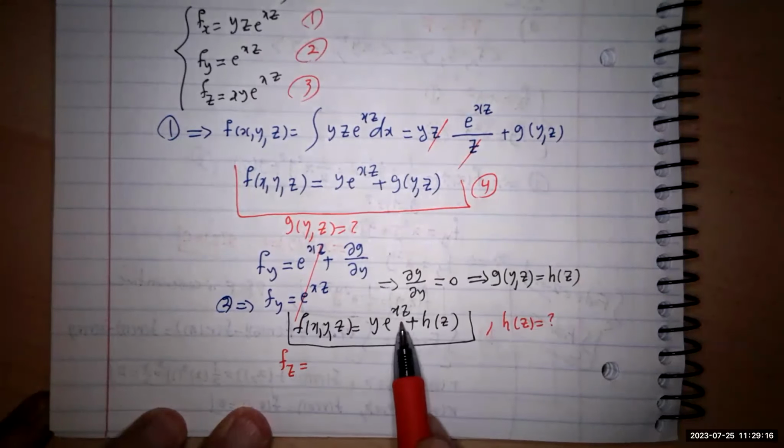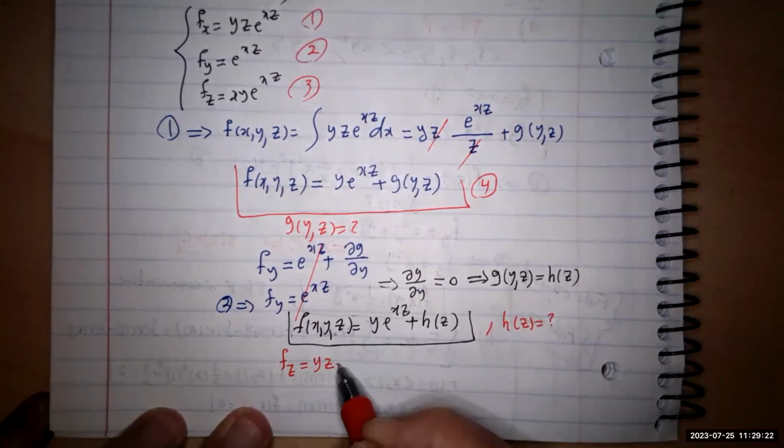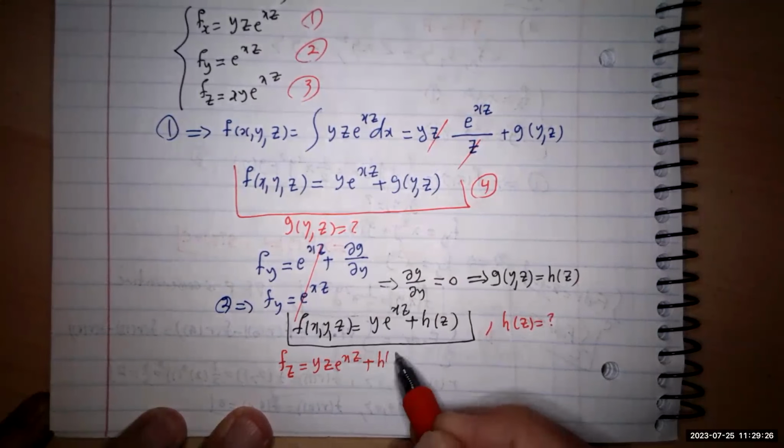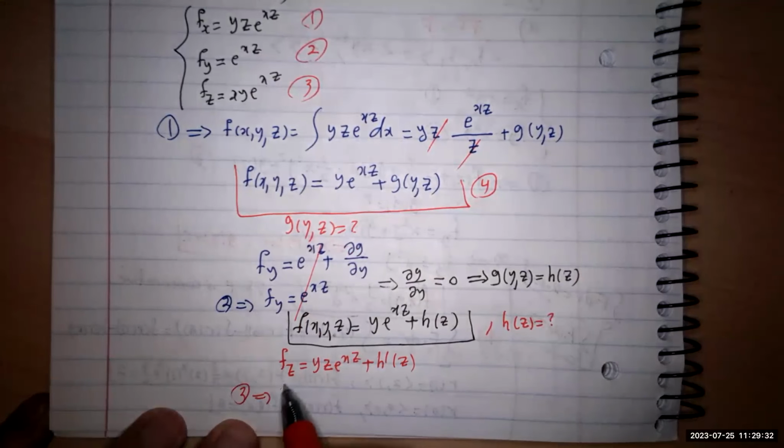Y is a constant, the exponential function would be the same. Multiply by the derivative of the exponent, which would be x, so that would be y x e to the x z plus h prime of z. And you bring f sub z from number three. See, this is number three. So it's going to be f sub z again, which is x.